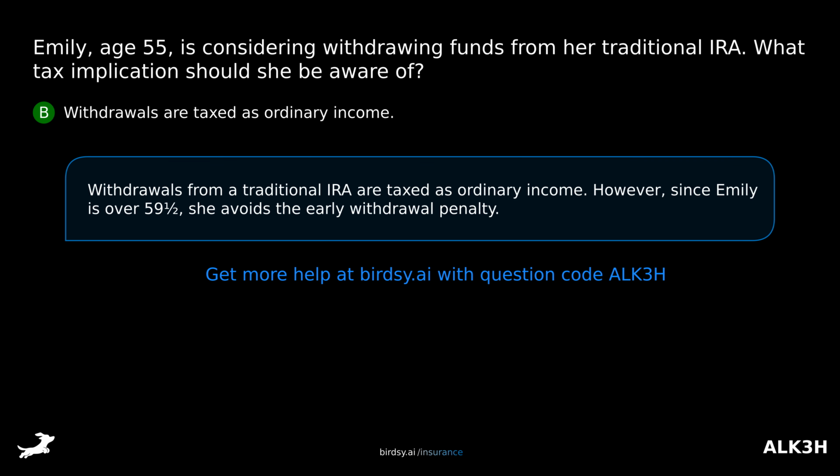Withdrawals from a traditional IRA are taxed as ordinary income. However, since Emily is over 59 and a half, she avoids the early withdrawal penalty.